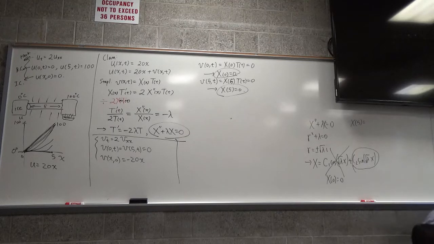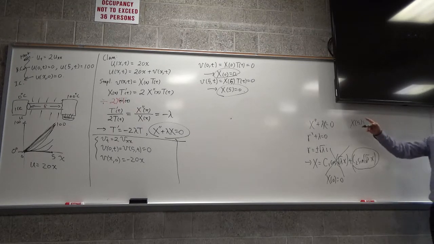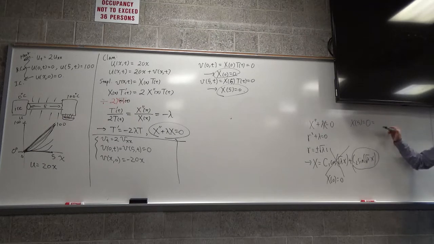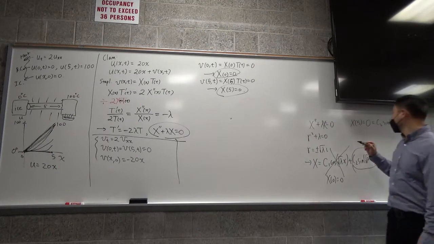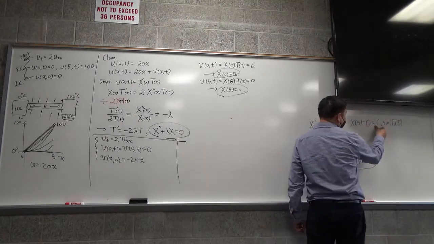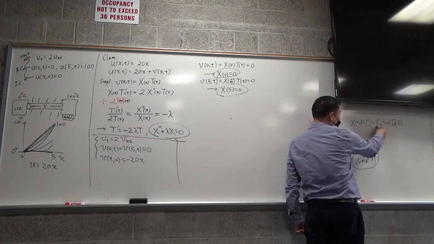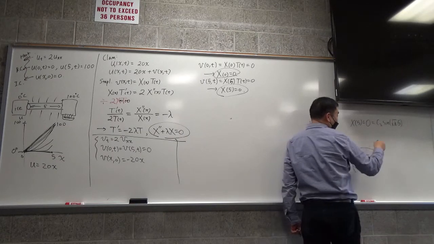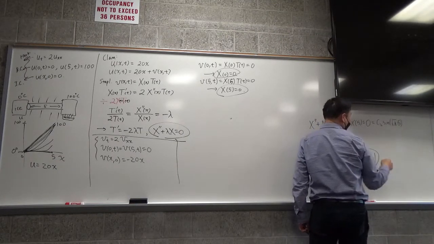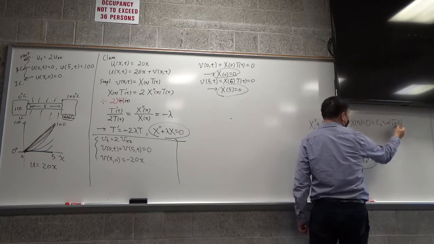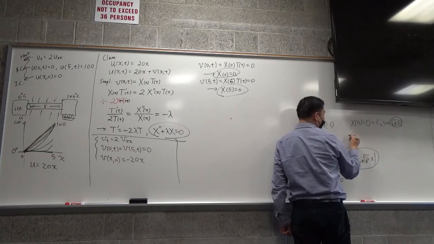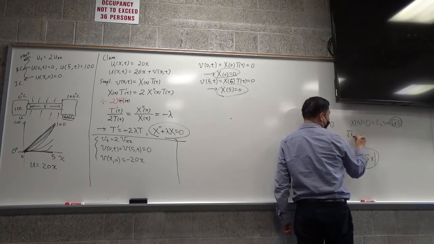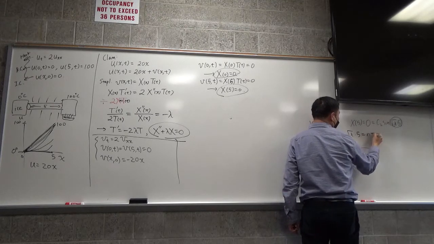Let's see, what's x of 5? It's 0, right? But if I plug it in here, it's c2 times sine square root lambda times 5. And since c2 cannot be 0, because c2 being 0 means that x becomes trivial, we don't want that, so it has to be sine being 0. For the sine to be 0, we better have this thing inside the sine to be n pi. So we end up with square root of lambda times 5 equals n pi.